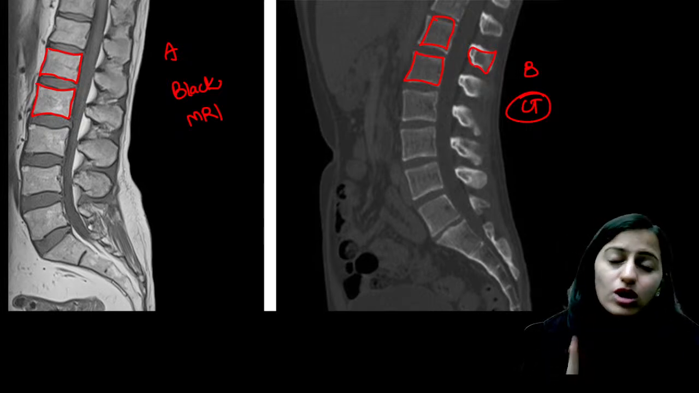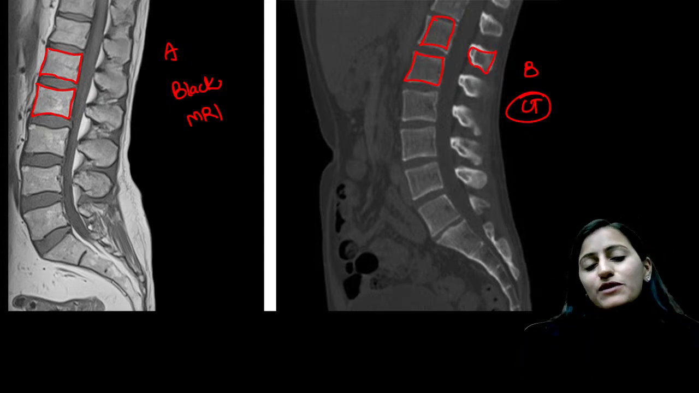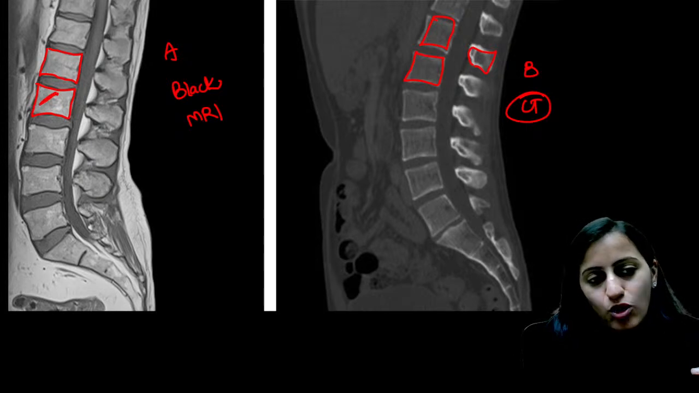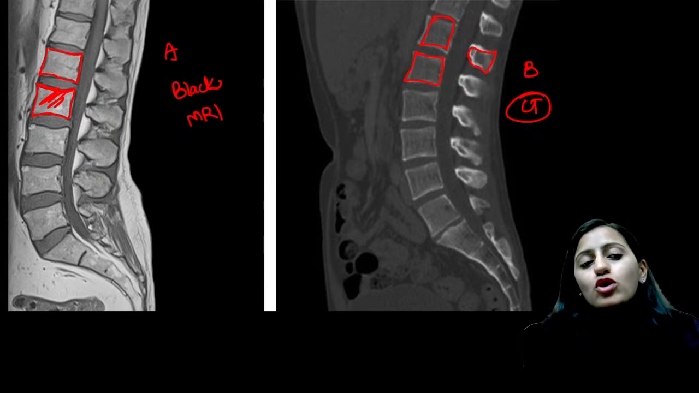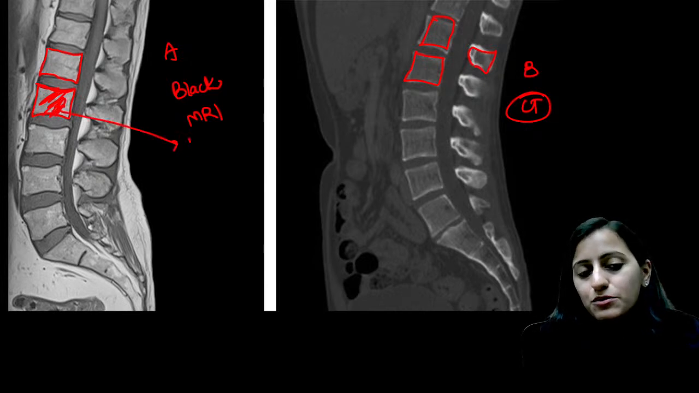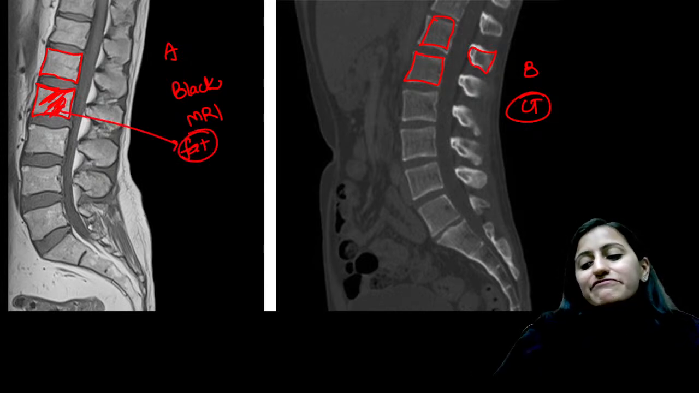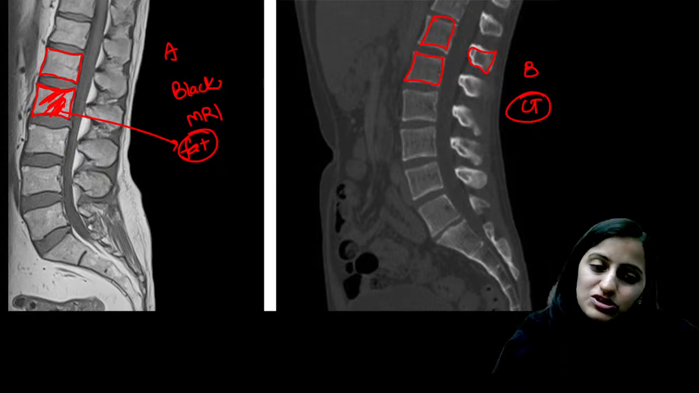Clear with everyone? Always remember this. Always check the bone cortex. That is where we tend to make a mistake, thinking that if the bone looks white then it is a CT scan. No, check for the bone cortex. The bone marrow is appearing white because it contains fat, which is white on MRI.